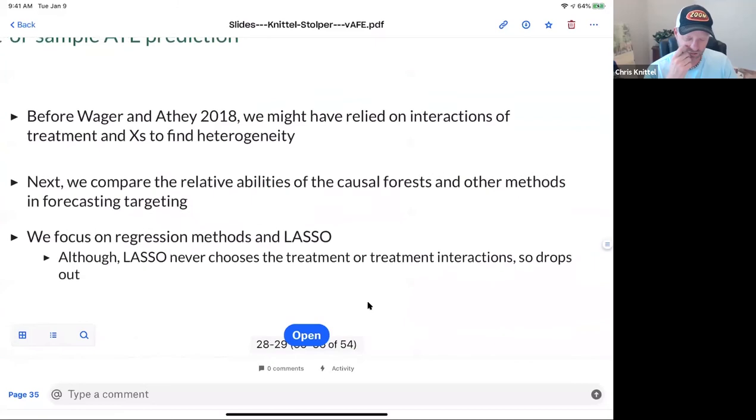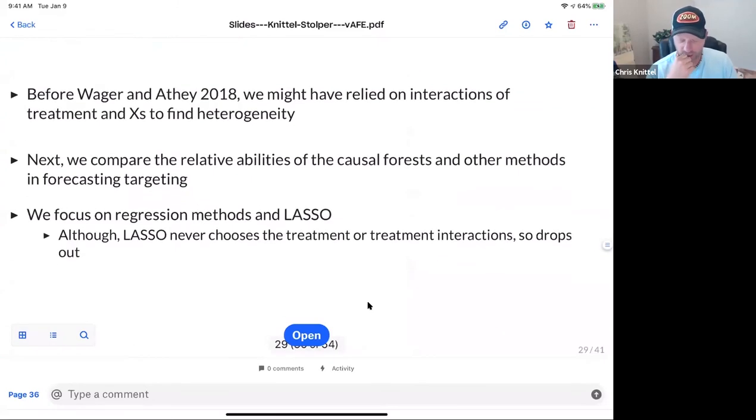Okay, so let's do some horse races. Before Susan Athey did all this stuff, how I would have gone about doing this was probably running some regression, interacting the treatment with the X's, and then estimating heterogeneity that way. Maybe 2 years ago, I would have used Lasso because I started using Lasso about 2 years ago.